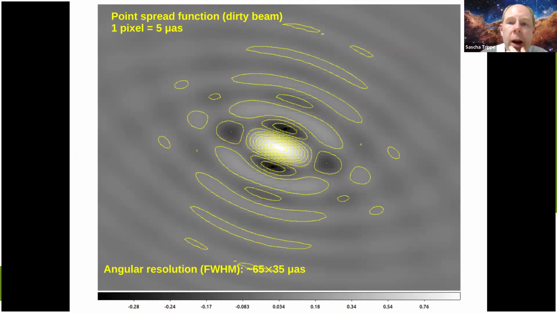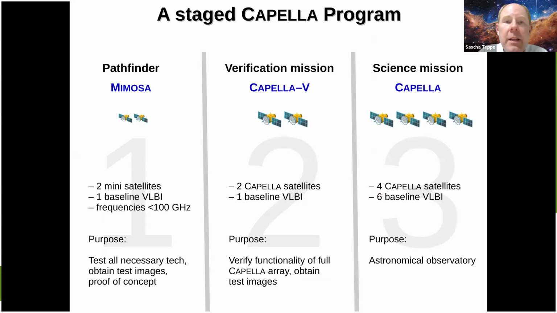So this kind of pathfinder mission would be the first step of what we now altogether call the Capella program. Initially Capella was just the name of the science mission, the observatory, but now it includes a pathfinder and verification steps. Essentially, we have a design where we could start with a pathfinder mission, the 2 mini satellites that make up the Mimosa constellation or the Mimosa interferometer.